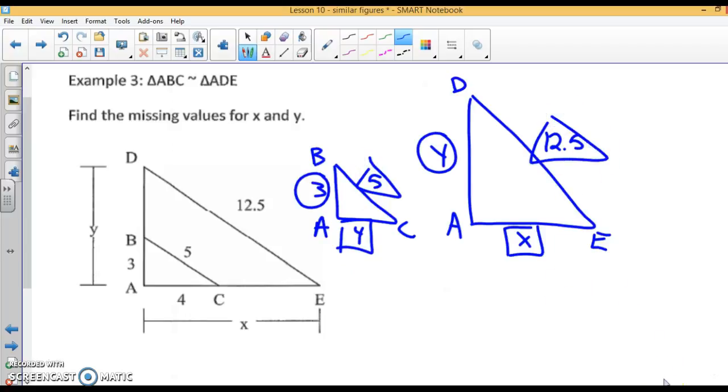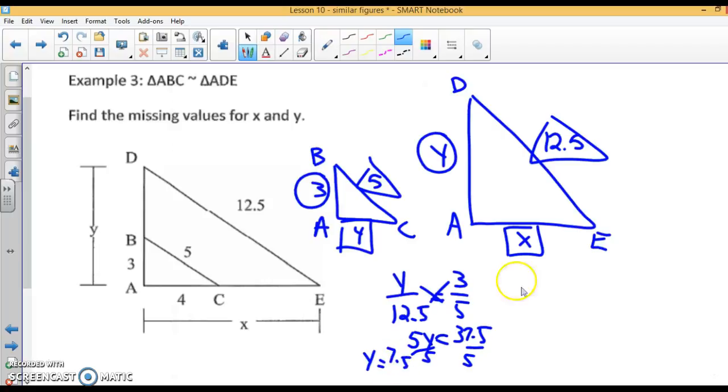Corresponding parts. So, let's write a proportion to find, let's do y first. So y over 12.5 equals 3 over 5. And then when you cross multiply, you'll have 5y equals 37.5. Divide both sides by 5, and you end up with y is 7.5.